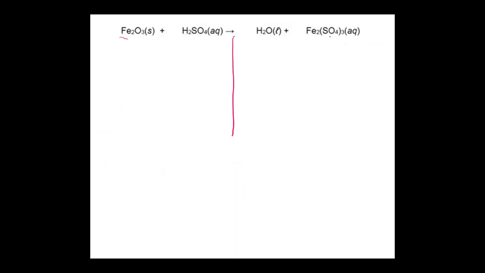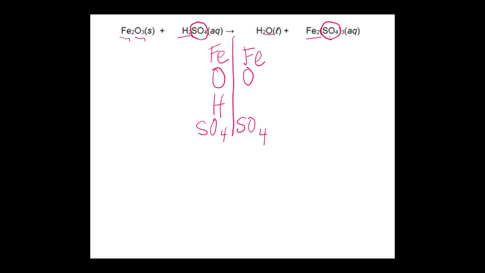For this problem, let's look what we have. We have iron on both sides. We have oxygen. We have hydrogen. And then we have the polyatomic ion, SO4, which is sulfate. And I'm going to keep that together as a unit. And that's something you can do if the same polyatomic ion is on both sides of the equation. And then I also have oxygen and I also have hydrogen. So I'm going to keep that polyatomic ion together. Again, you can do that when that polyatomic ion is on both sides of your arrow.